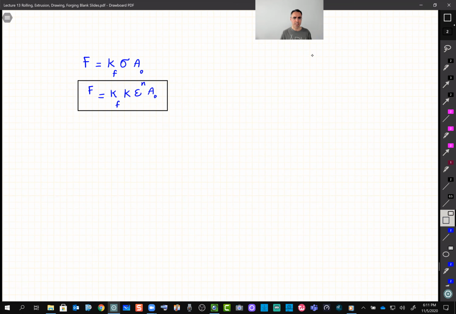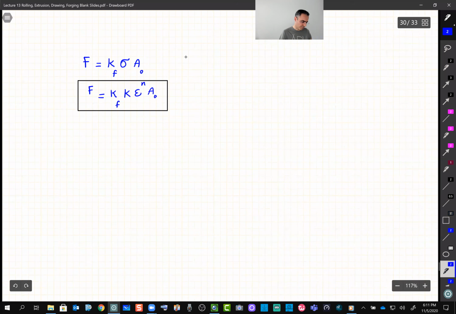All right. It looks complicated, like these graphs, but using this formula is super easy. You want to estimate the force. You have Kf as a constant, which depends on your material. You have K and you have n, and A0, the original cross-sectional area. Then you need epsilon. So what is epsilon?